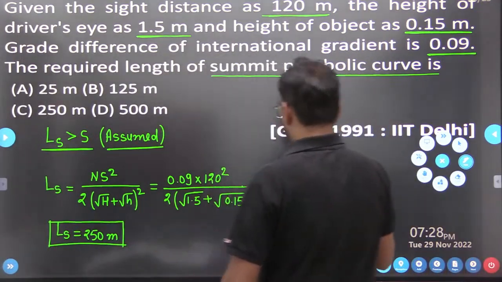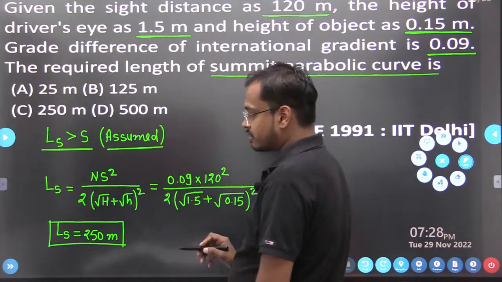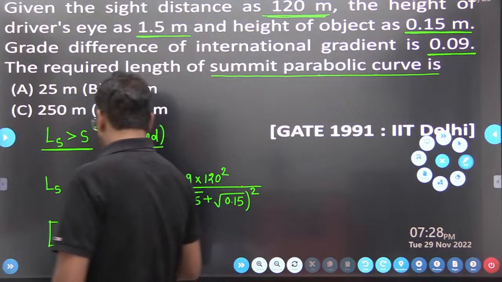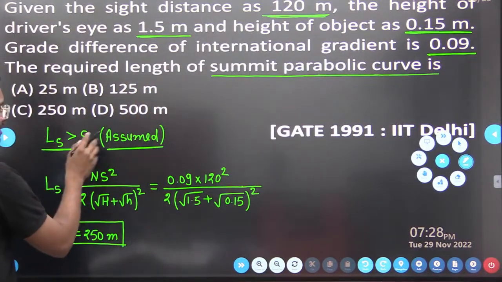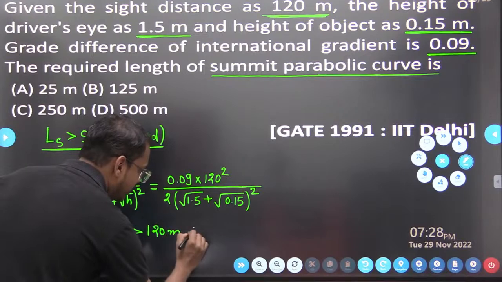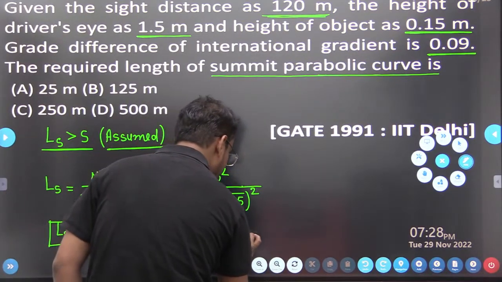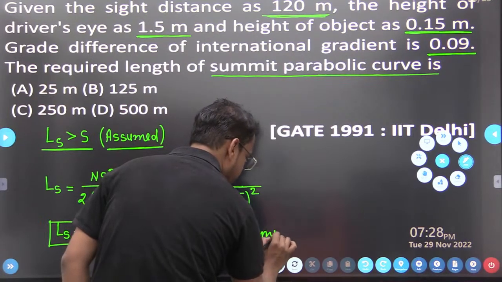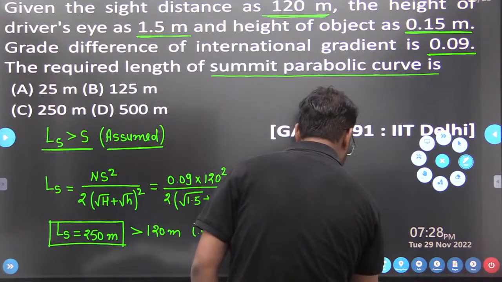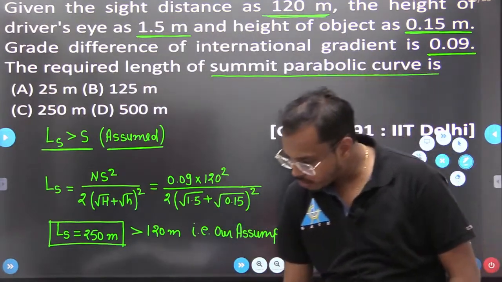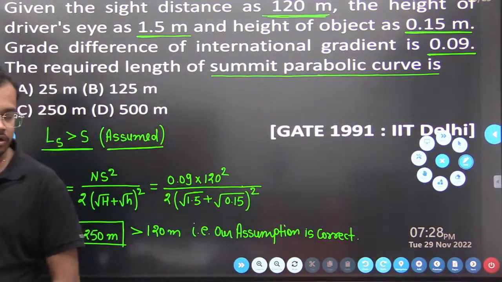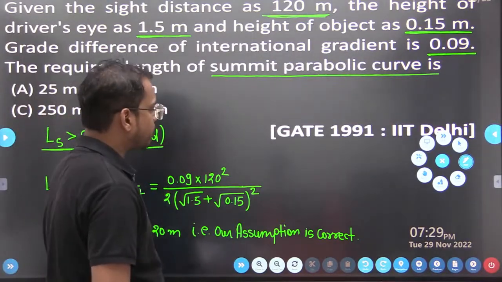Initially I assumed the length of the summit curve is greater than the sight distance. The length of the summit curve comes here as 250 meter and the sight distance given is 120 meter. The length of the summit curve is greater than the sight distance, as assumed. That means this 250 meter is greater than 120 meter, so our assumption is correct. It is one of the easiest problems, my dear friend. Clearly understood all the things? Now move to the next problem.